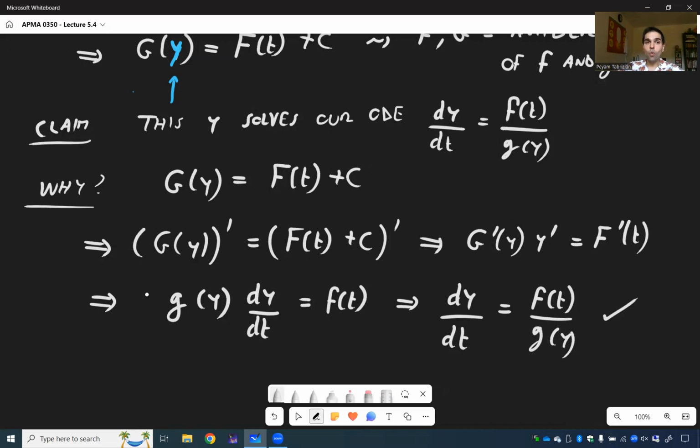So in fact, the y we found in our equation solves our ODE. That's all she wrote. That's how separation of variables works.